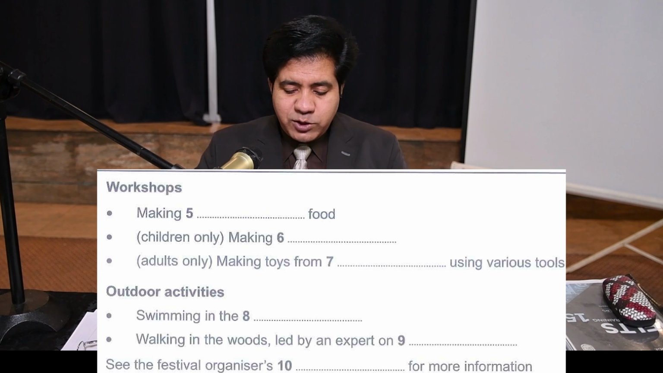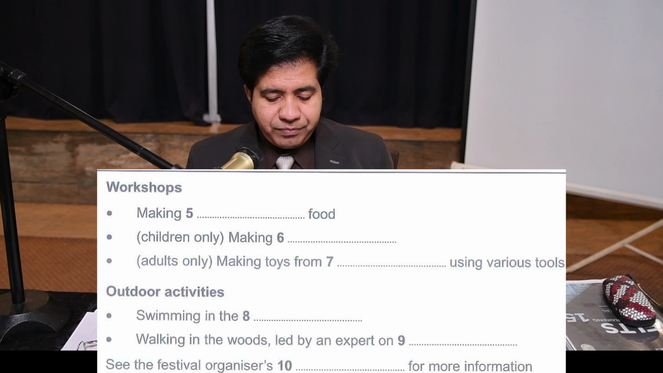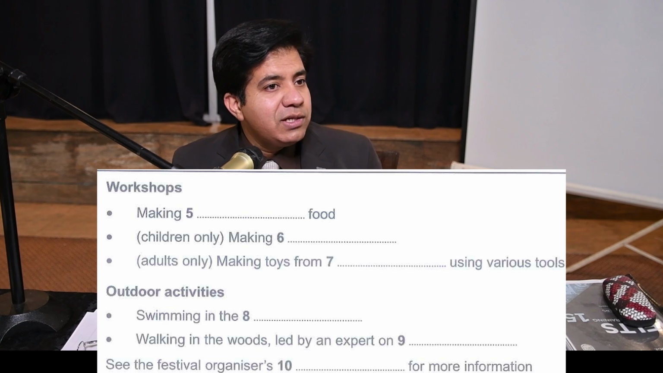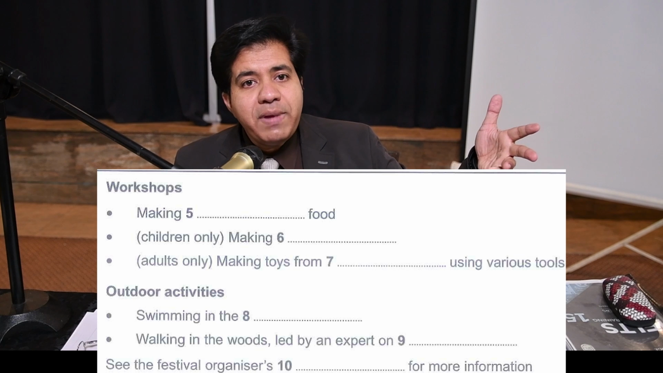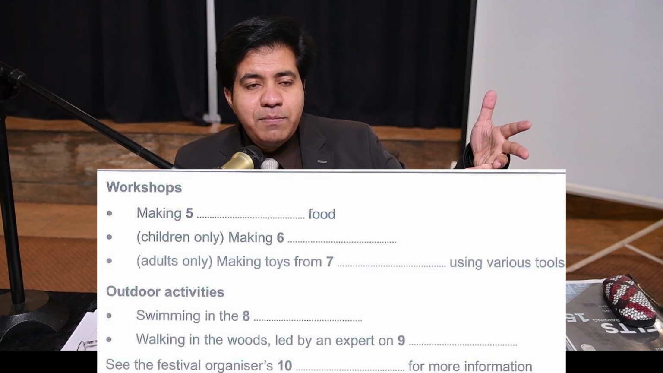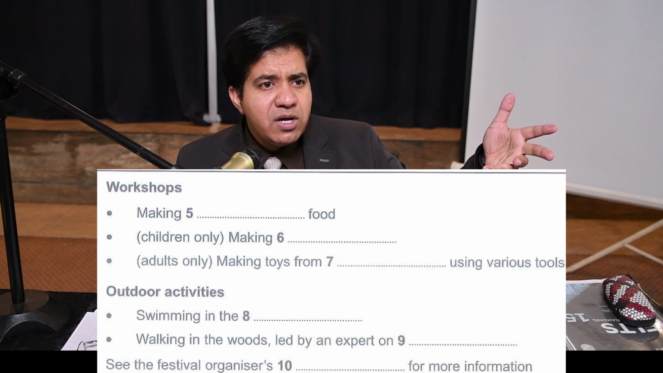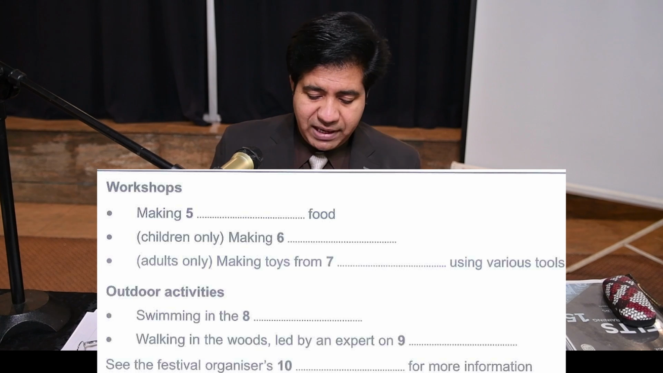Okay. Now, next one please. Children only. Question number 6. Making dash. Now children only, making dash. What is it that children are going to make? For make they may use the word create, manufacture, build or any other word like that. Okay. I play the audio and you got to do it.